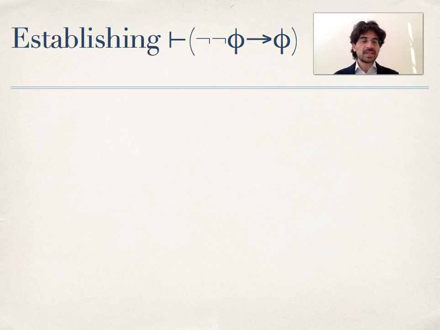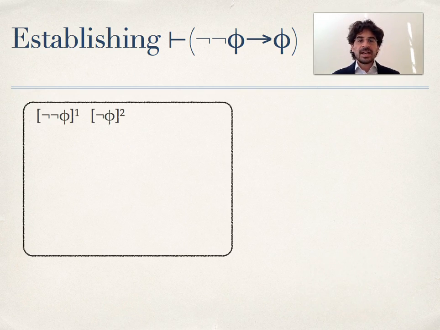The rule of reductio ad absurdum, RAA, or proof by contradiction, allows us to construct a derivation for the claim that says that two negations make an assertion. This is the claim that not not phi implies phi. The derivation goes as follows.